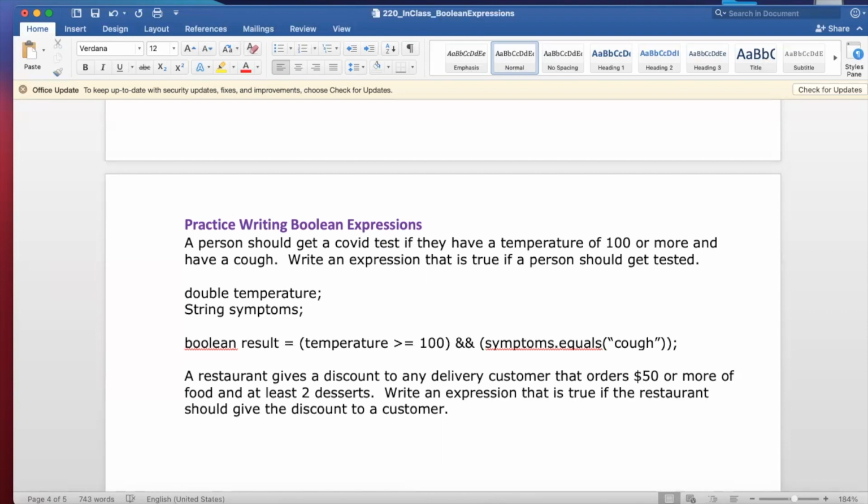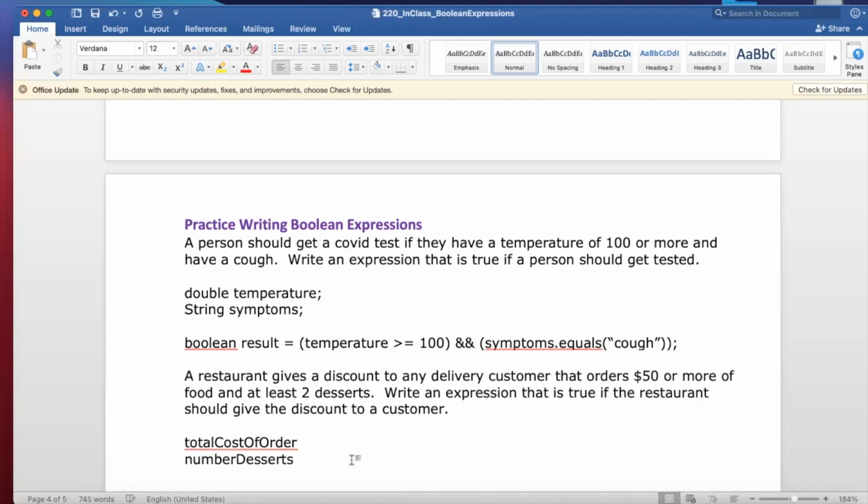Let's try another example. This problem statement says a restaurant gives a discount to any delivery customer that orders $50 or more of food and at least 2 desserts. Write an expression that's true if the restaurant should give a discount to a customer. So again, my first step is to think about what variables are involved in making the decision. In this case, it's the total cost of the order and also the number of desserts.